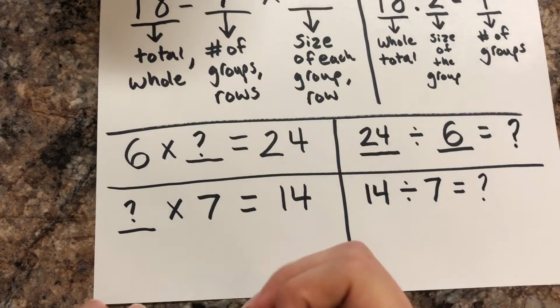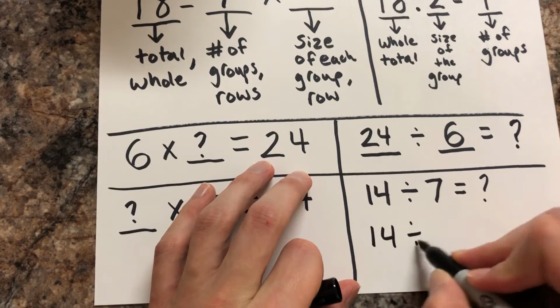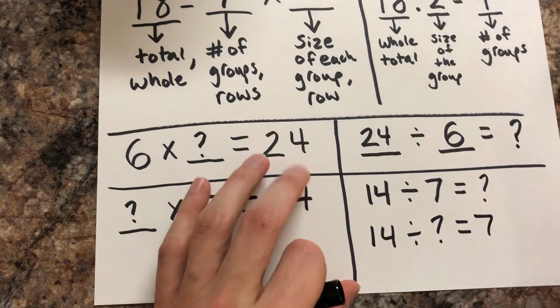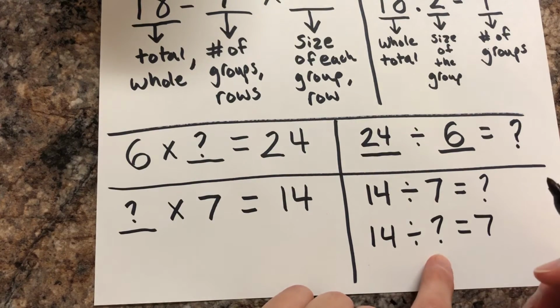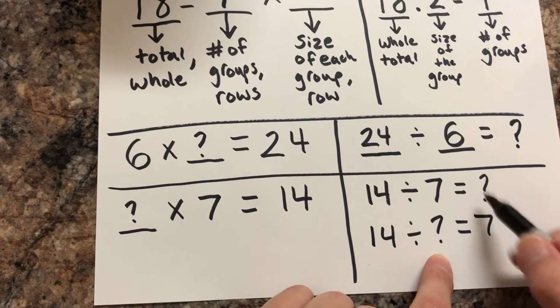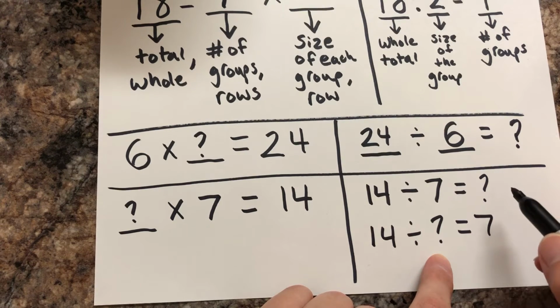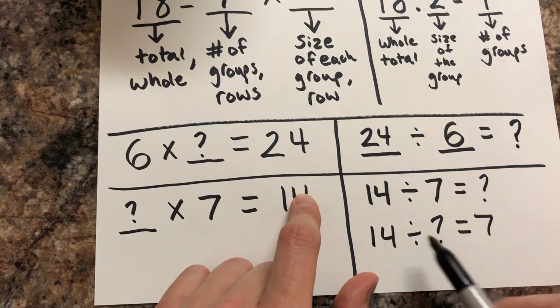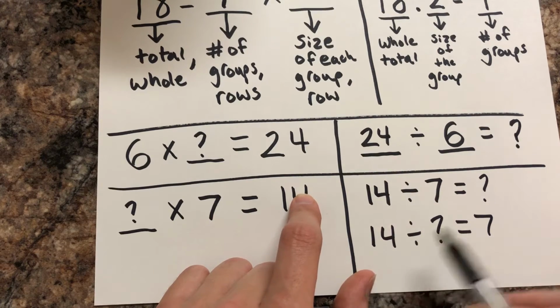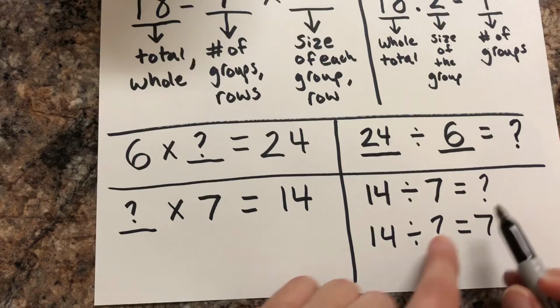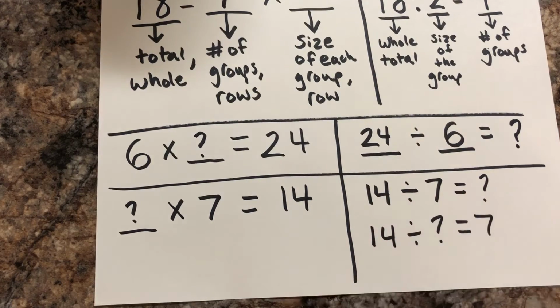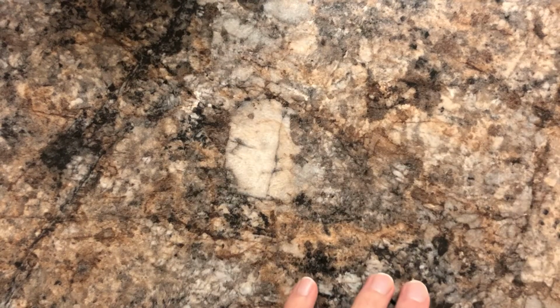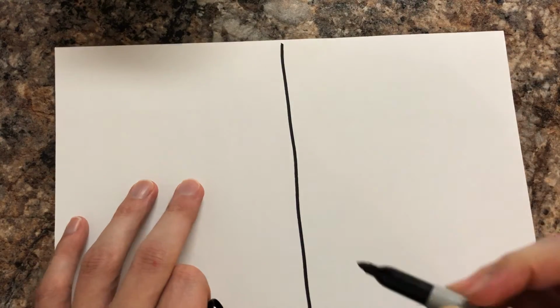I could also write it as 14 divided by question mark equals 7. I could also say that, but why? I want to solve for my question mark. So this is definitely true, but maybe that's not the way we want to write it. It's true, but that's not the best way because we want to solve for the question mark, so it's better to go 14 divided by 7 equals blank. Okay, let's do a couple more.